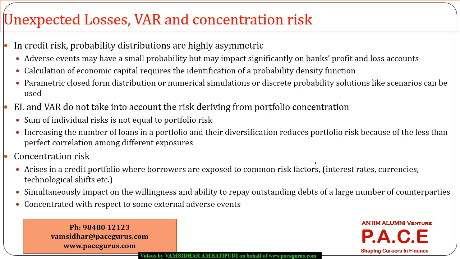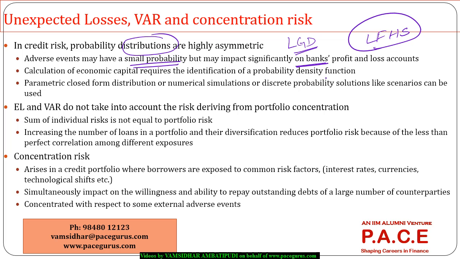So we have already discussed the probability distributions are asymmetric, the loss given defaults are asymmetric. Even the default rates are also highly asymmetric. So the adverse events, they are low frequency but high severity kind of events. They have a very small probability of occurrence, but when they occur, the severity could be much higher. They can affect the overall profit and loss account of the bank very drastically.